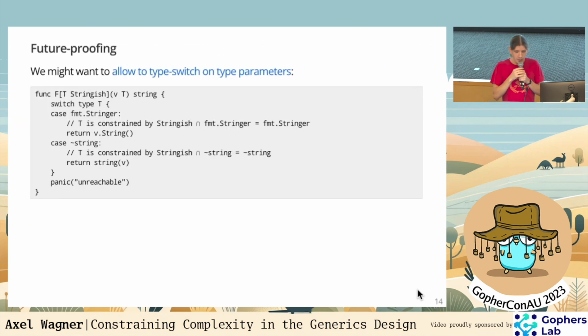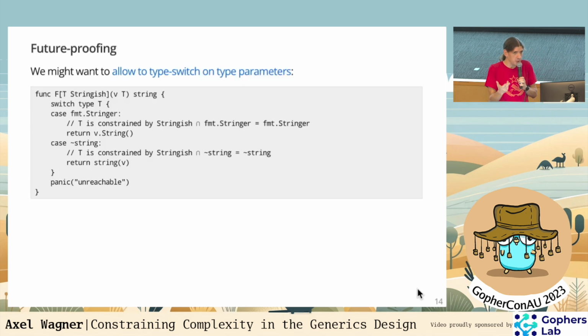One more thing we should keep in mind is that we will probably want to extend our generics design at some point. For example, there is a proposal by Roger Peppe that I really like, which is to allow type switches on type parameters. The way this is proposed to work is that we introduce a syntax like switch type T, and then you can have cases, and each case also mentions a constraint. And then if our type parameter satisfies this extra constraint in the case block, we would be able to, in this block, use the type parameter as if it was constrained by both, right?